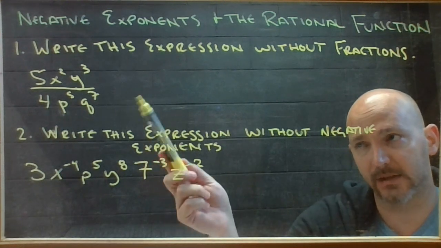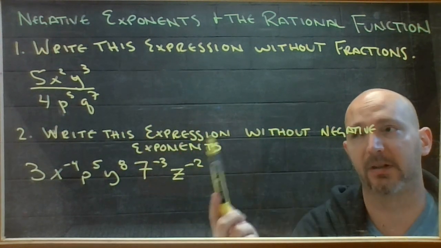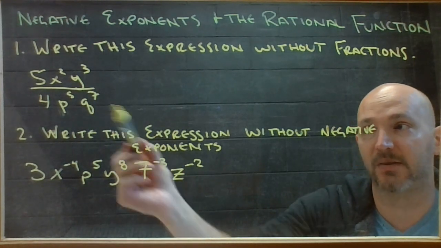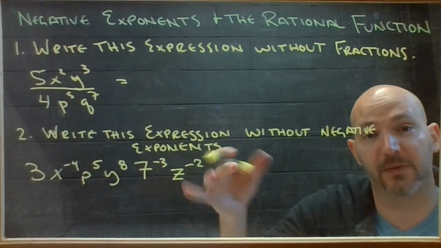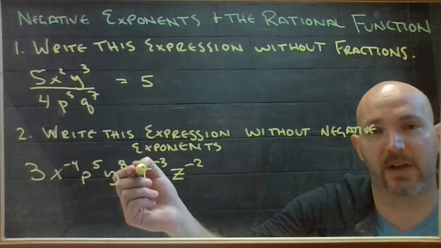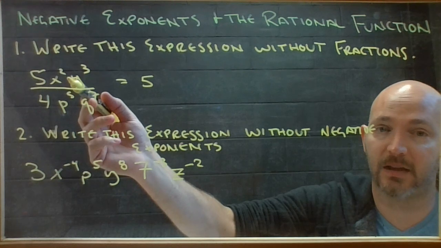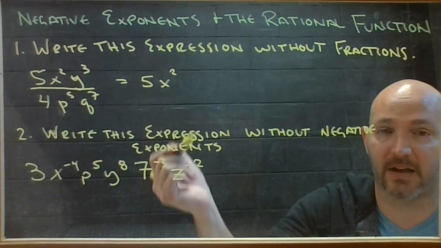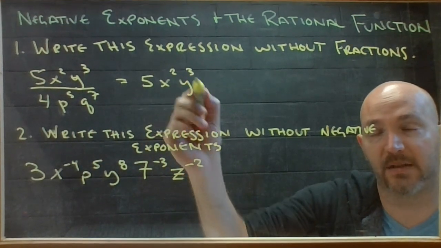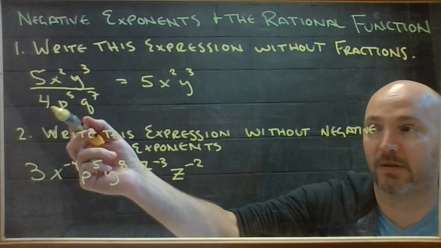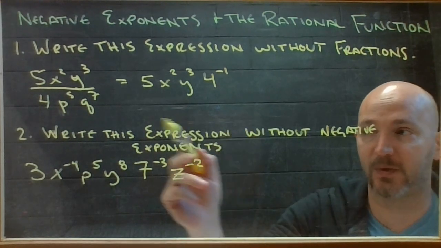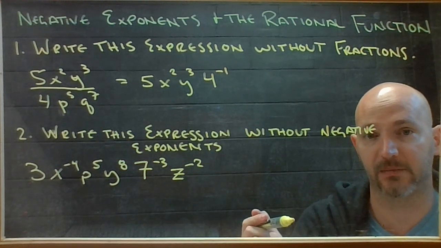But if I'm looking at this, when it says write this without a fraction, I can eliminate the fraction notation if I just use negative exponents. So just to get used to being able to transition between them, that 5 is in the numerator, it stays a 5. This x squared is in the numerator, it stays as x to the positive 2. This y cubed is in the numerator, it stays as y to the positive 3. This 4 is in the denominator, so it will be a 4 to the exponent negative 1 to show that it should be down in the basement of that fraction.